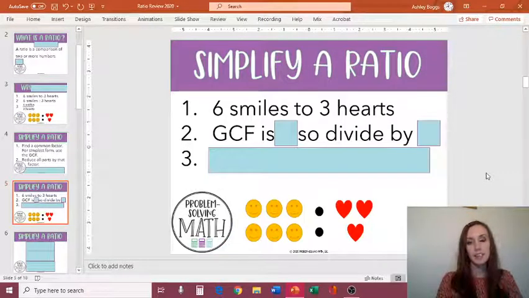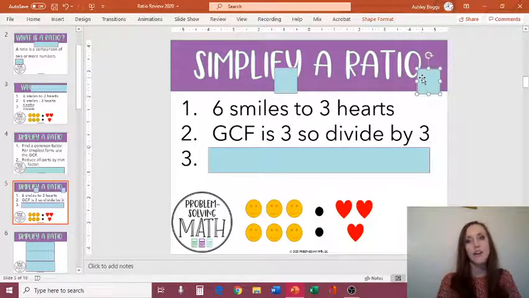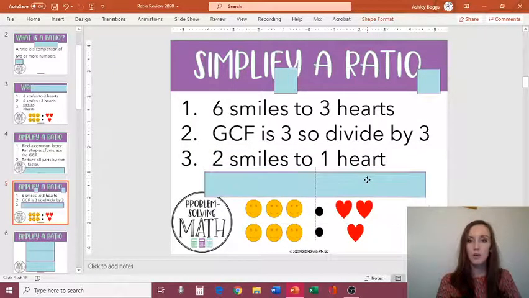Let's try it with our example. 6 smiles to 3 hearts is the original ratio. We're going to simplify it using the GCF. What's the GCF of 6 and 3? Take a minute. You're right, it's 3. Since the GCF is 3, we're going to divide both items by 3. When we do that, we find that we have 2 smiles to 1 heart. 6 smiles divided by 3 is 2. 3 hearts divided by 3 is 1 heart.